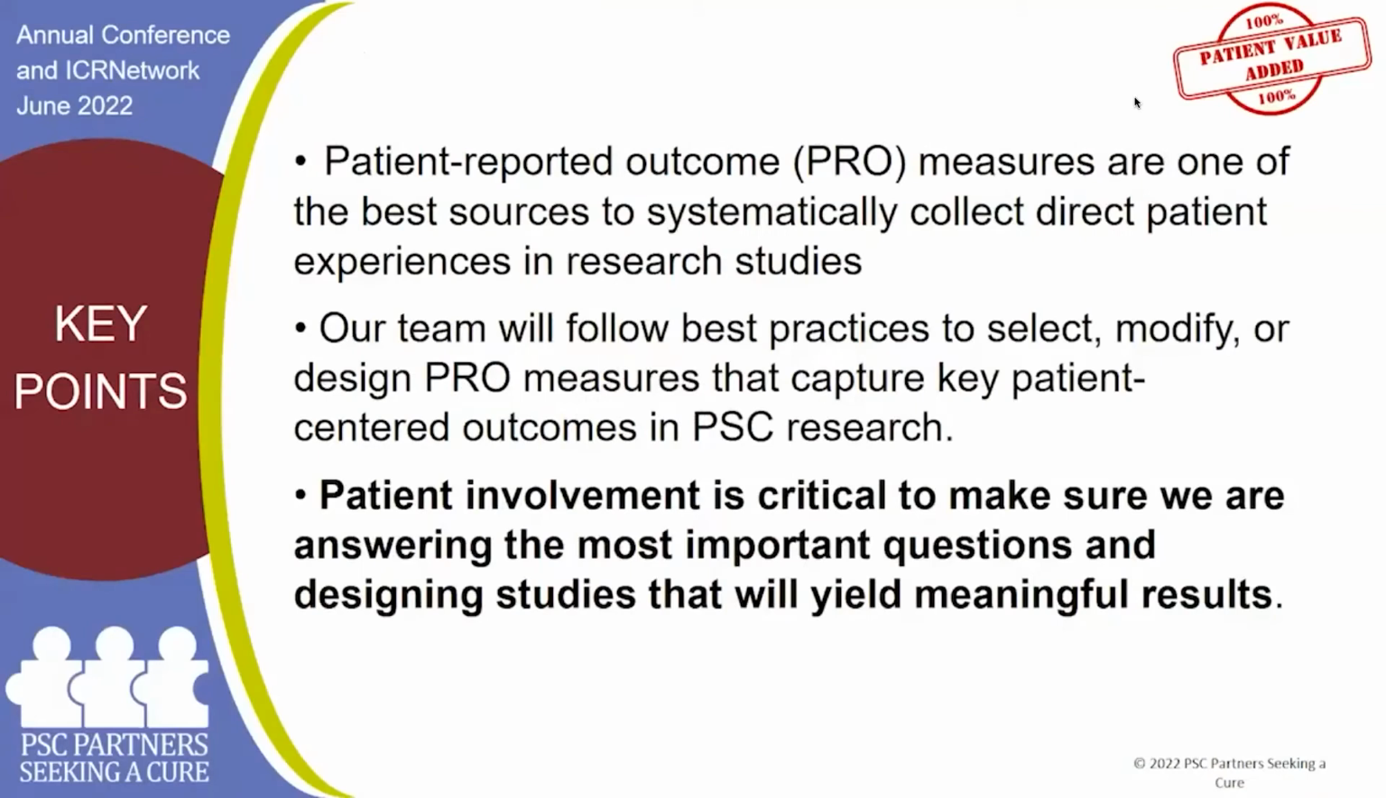So in summary, the 3 key things I want to note are, number 1, patient-reported outcome measures are the best source to systematically collect direct patient experiences in clinical trials. And number 2, our team at UNC and Duke University will follow best practices to develop this core set of PRO measures in PSC research. And most importantly, the last aspect is patient involvement is the most important aspect to make sure we develop a valid and reliable measure. Thank you for your time.